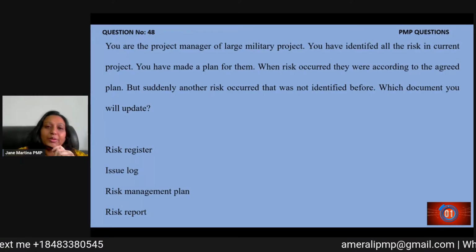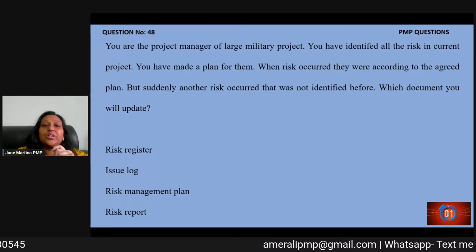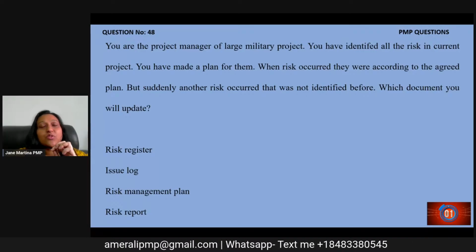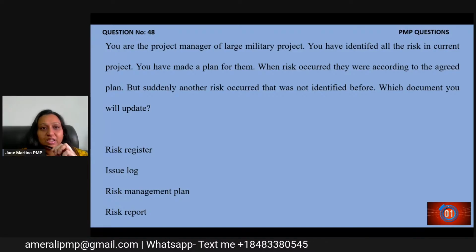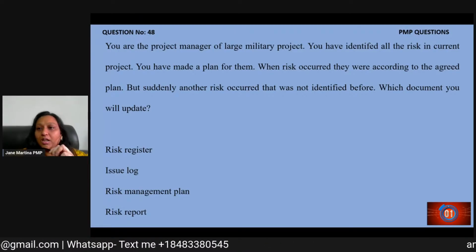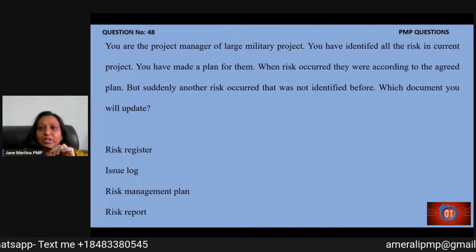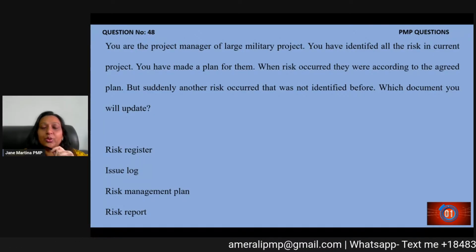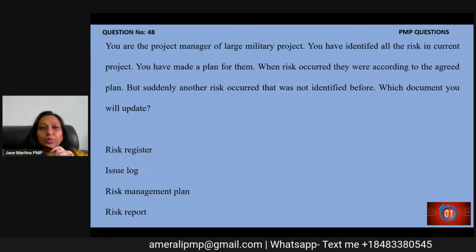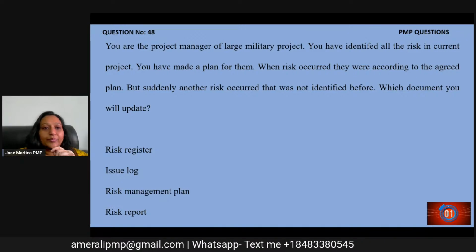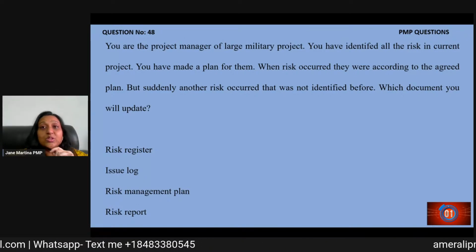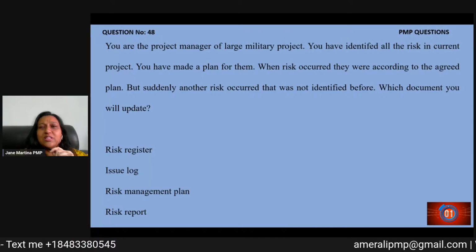Okay, coming back to the question. Here the question says they have made a plan, so that means this falls under the predictive life cycle. Then which document will you update? They are asking which document they will update for this particular scenario. Identifying the keyword: if you read, suddenly another risk occurred that was not identified before. So this is the keyword here.